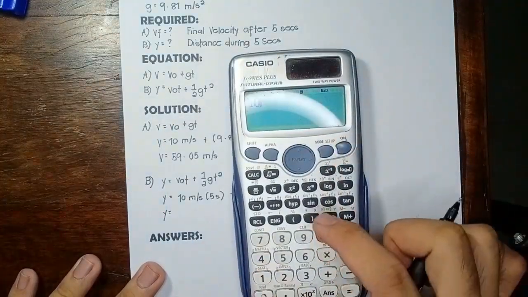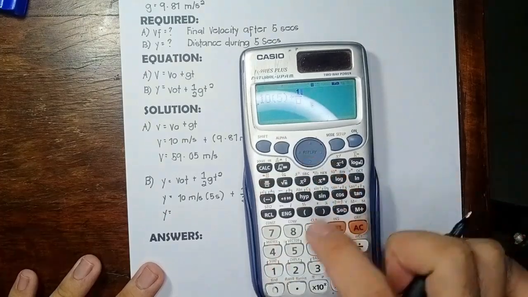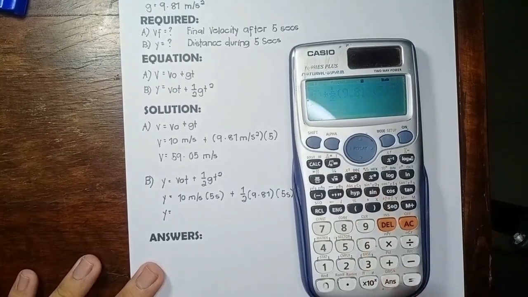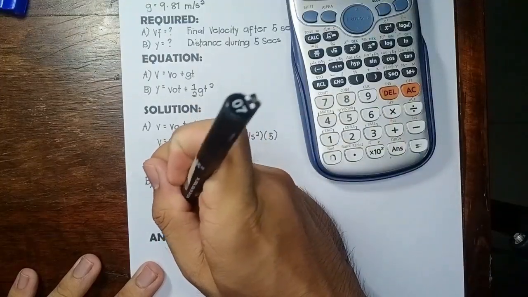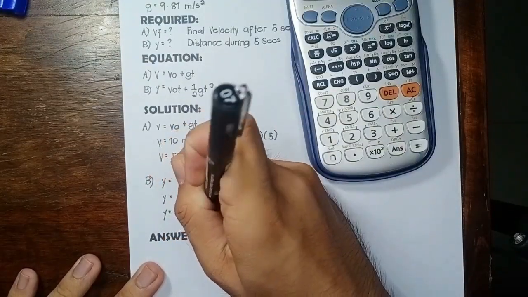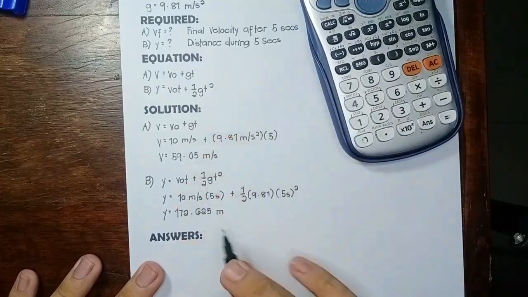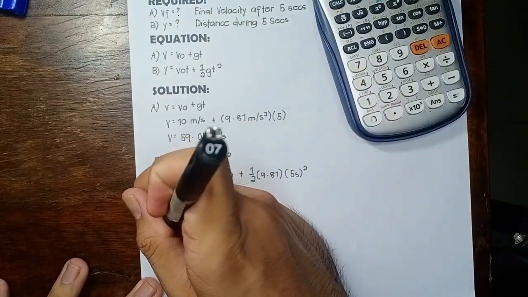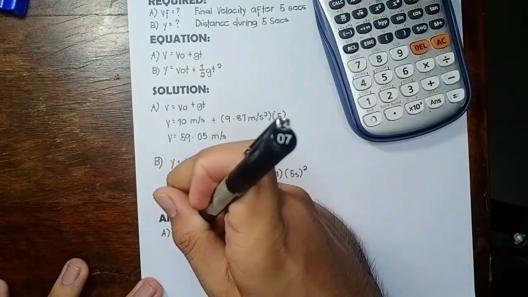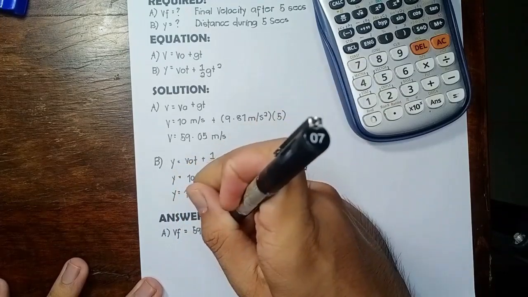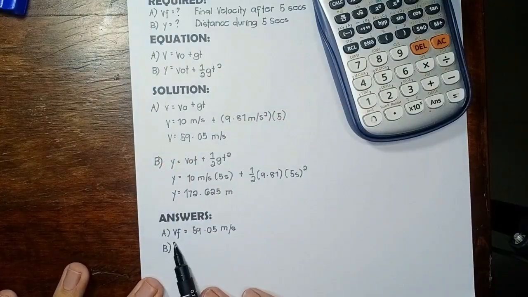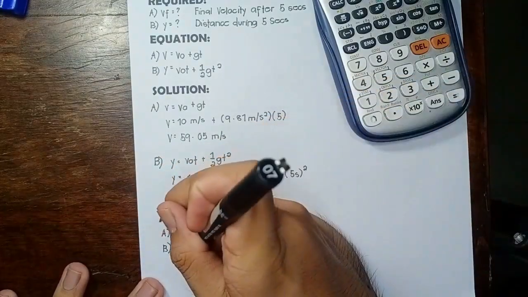Let's now calculate 10 multiplied by 5 plus 1/2 multiplied by 9.81 multiplied by 5 squared. We got 172.625 in terms of meters because it is a distance. For our final answers, we're going to use 2 decimal places. So for our final velocity, we've got 59.05 meters per second. And for our distance, we've got 172.63 meters.